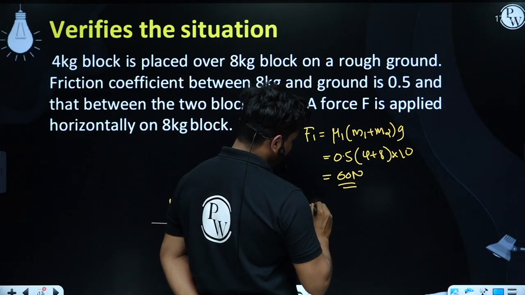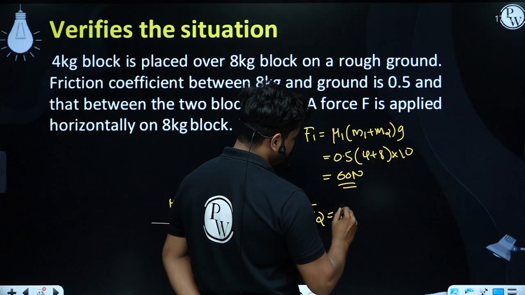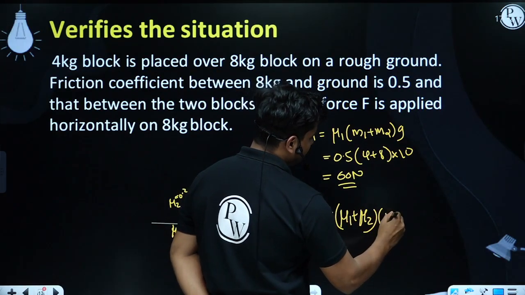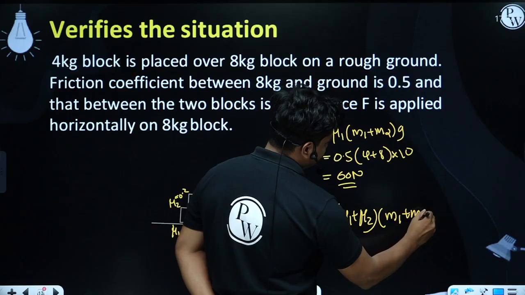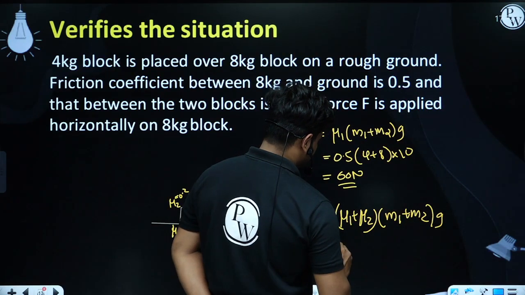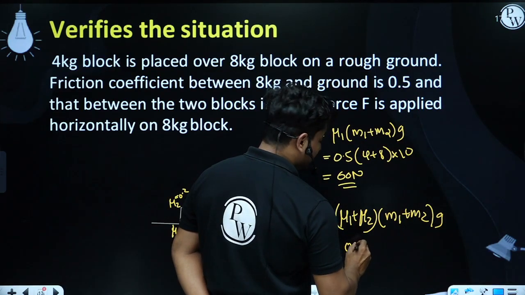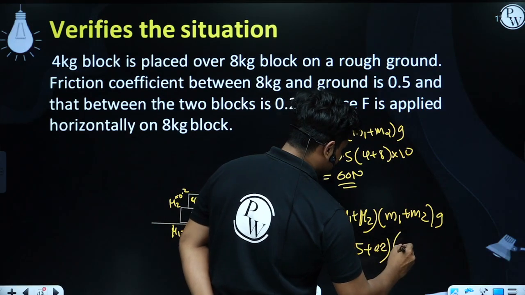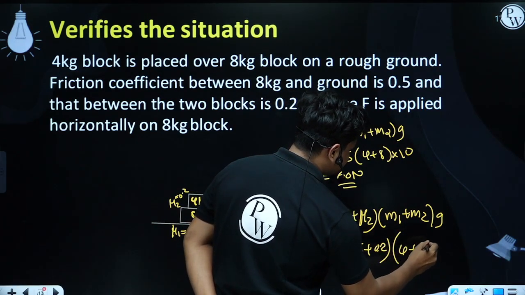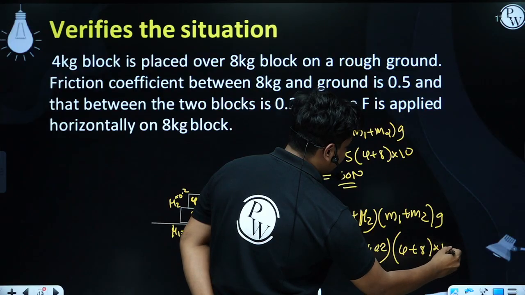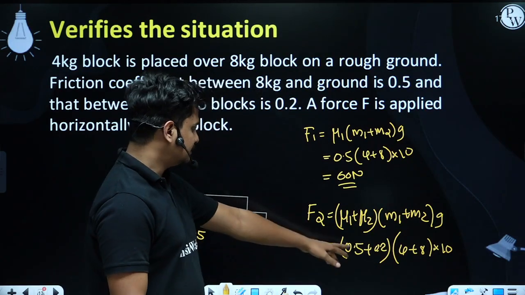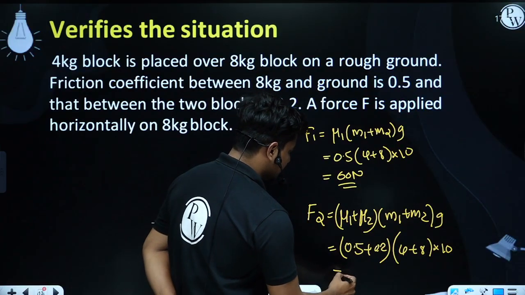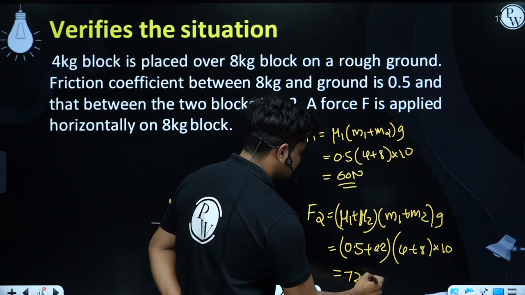And what is the F2 force? Just apply the expression mu1 plus mu2 into M1 plus M2 into G. So mu1 is 0.5 plus 0.2, into 4 plus 8, into 10. Okay, G is 10. This is 0.7 into 12. So you will get 72 Newton.